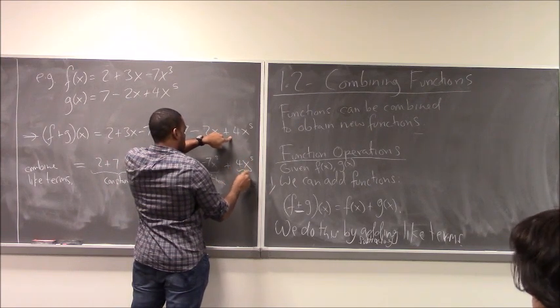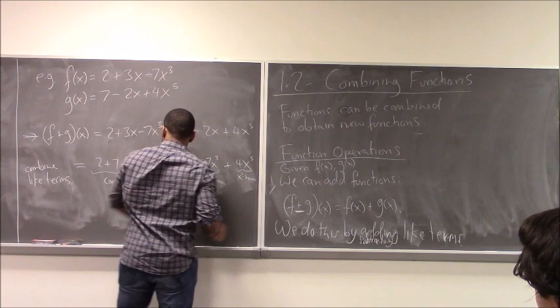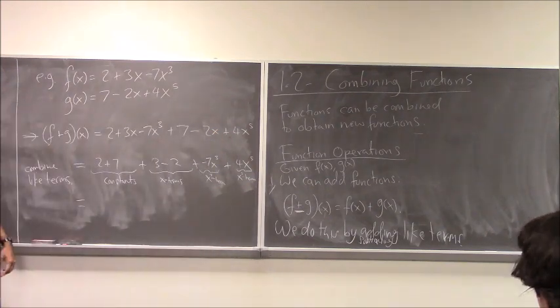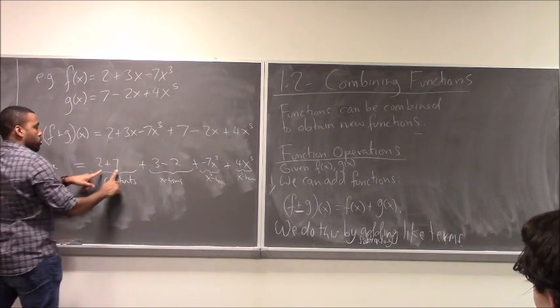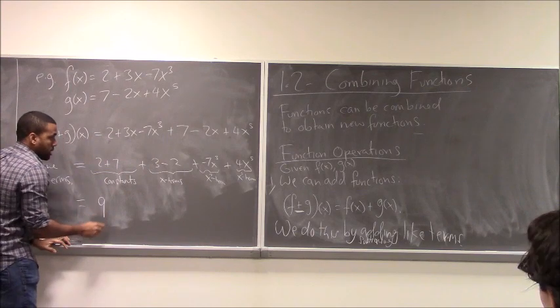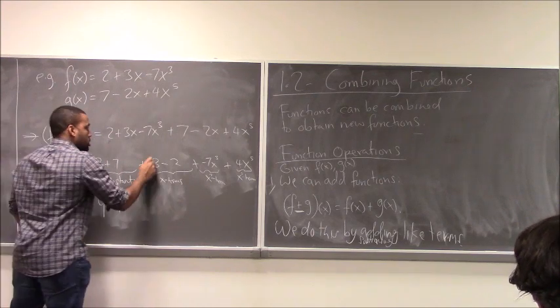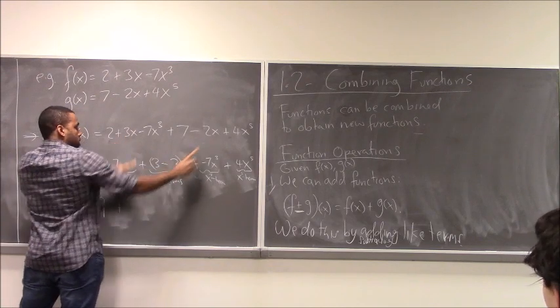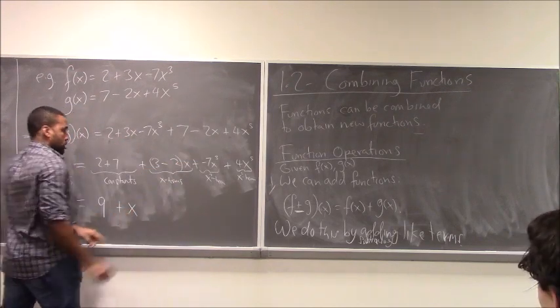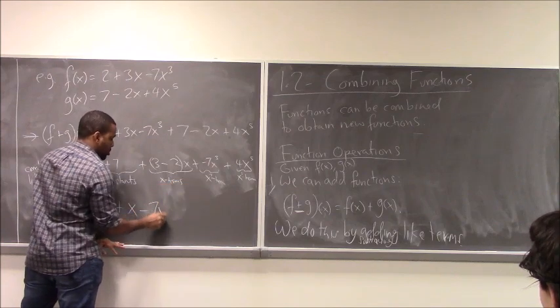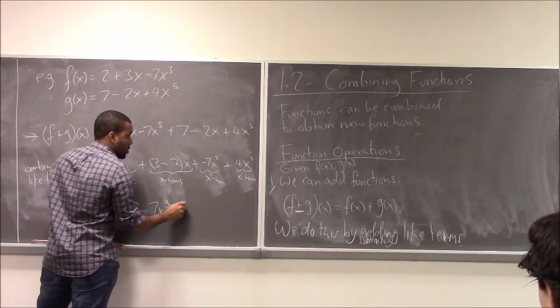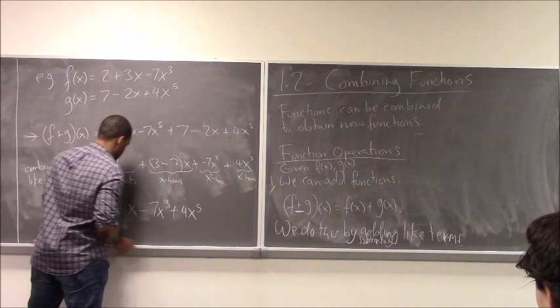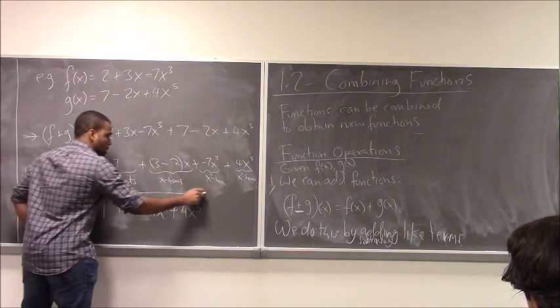That's there too. So at the end of the day, now you just combine these like terms. You take the 2 plus the 7, you get 9, plus you take the 3x minus the 2x, you just get x, minus 7x cubed plus 4x to the fifth. And so that's the answer.